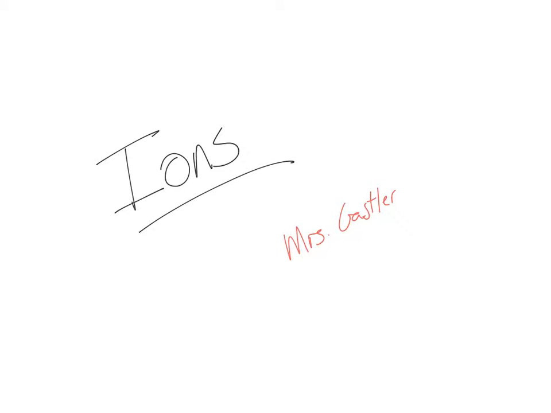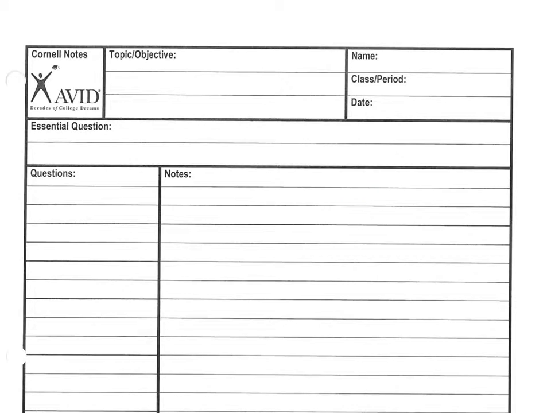Let's get your Cornell paper, and you'll also like to have a periodic table handy. So here's our Cornell paper. Make sure you put your name, class, period, and date right there. Our topic is ions, and we have two essential questions. The first one is, what is an ion? And our second question is, how do they form?